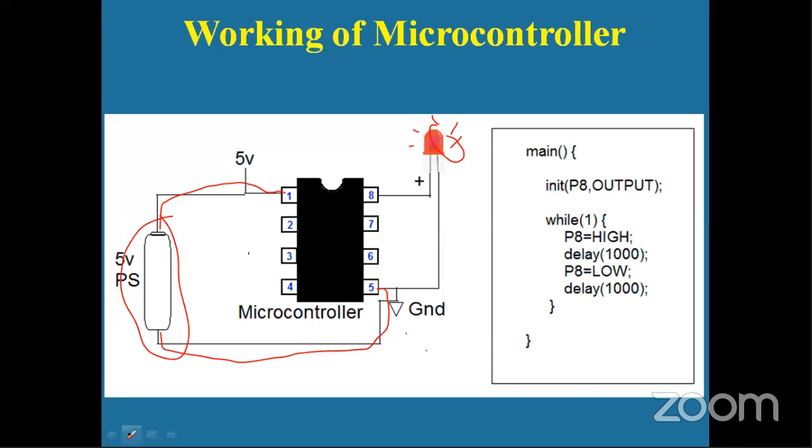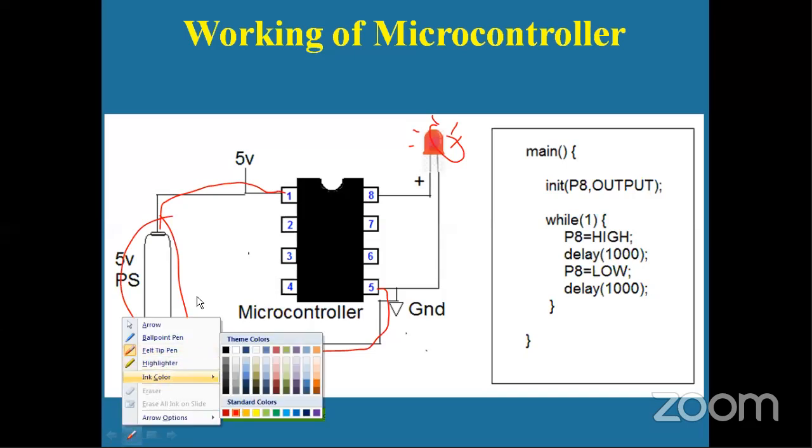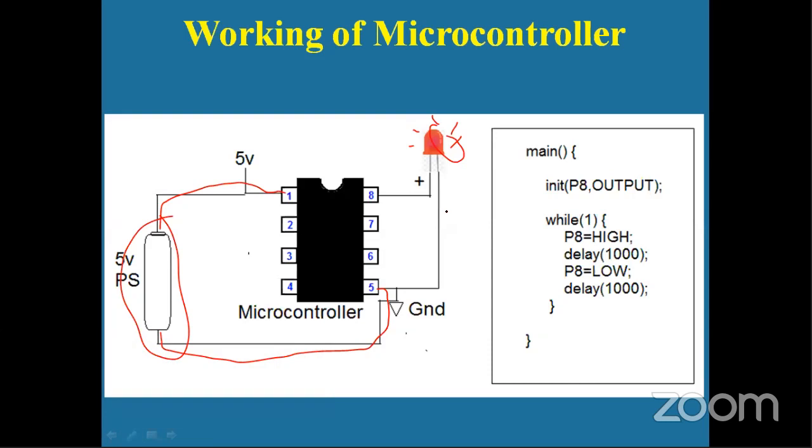Okay. Let me take an eraser. Okay. So I have this LED here. I've connected the positive of the LED to pin number 8 and the negative of the LED to the ground. And now I'm writing a program into the microcontroller. Let us assume this is the program that I'm writing into the microcontroller. It's a C program. Everybody will understand. It's a simple syntax, more or less like C syntax.